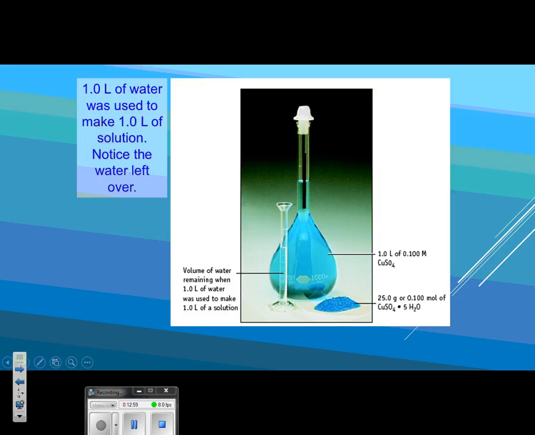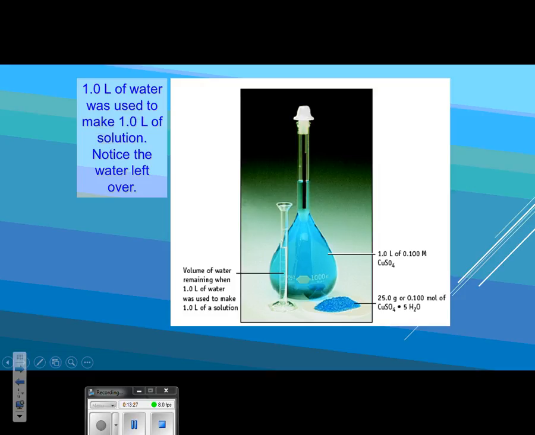Okay, we have to make sure that when we make a molar solution, we put the solid in before and then put the water in up to the meniscus. This is a volumetric flask. If we don't, and we put the water up to that level and then put the solid in, we end up with this much extra water. And then we have no idea what we've got as far as how much total solution we have. So we have to add the water after we add the solid.